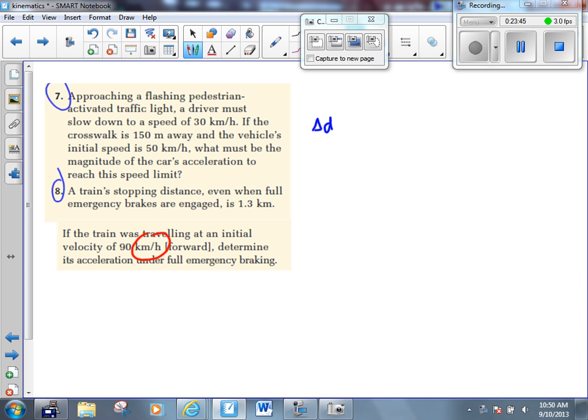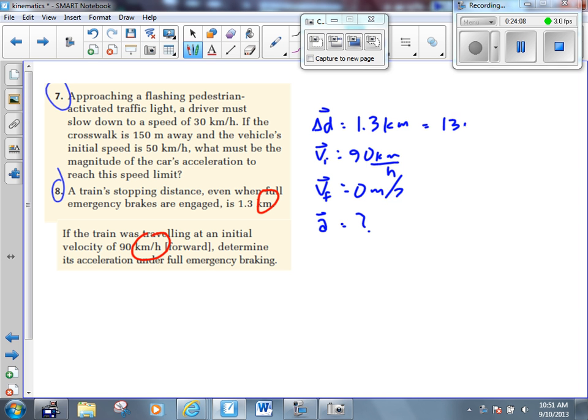The stopping displacement here is 1.3 kilometers, which we're going to want to convert to meters. We've got an initial velocity of 90 kilometers per hour, a final velocity of 0 because it comes to a stop, and we're looking for the acceleration here. 1,300 meters. 90 times 1,000 divided by 3,600 is 25 meters per second.